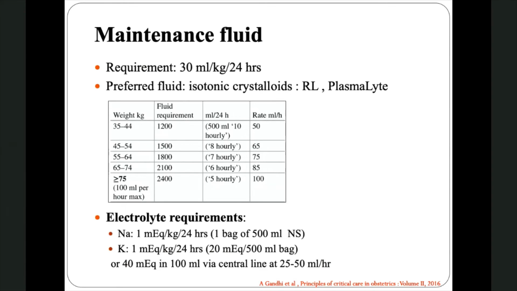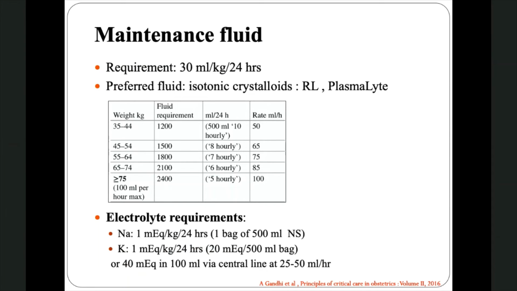Now this is the maintenance dose after initial fluid correction. Maintenance is at the rate of 30 ml per kg per 24 hours. Again, it varies and depends on the surrounding environment, what sort of temperature you have maintained. So this is the rough fluid requirement in a day. If the patient is 65 to 75 kg, the per day requirement is 2100 ml, and the rate should be 85 ml per hour. Generally we keep our patient at the rate of 75 to 100 ml per hour after initial fluid correction.